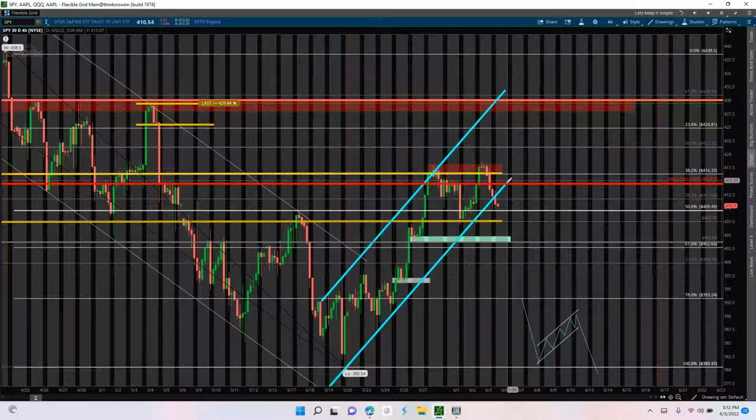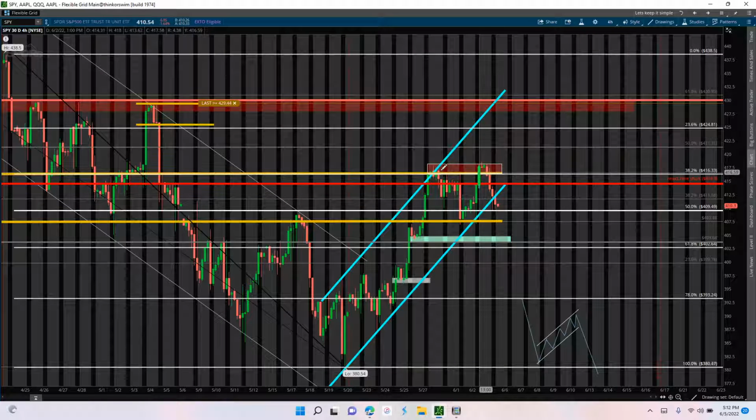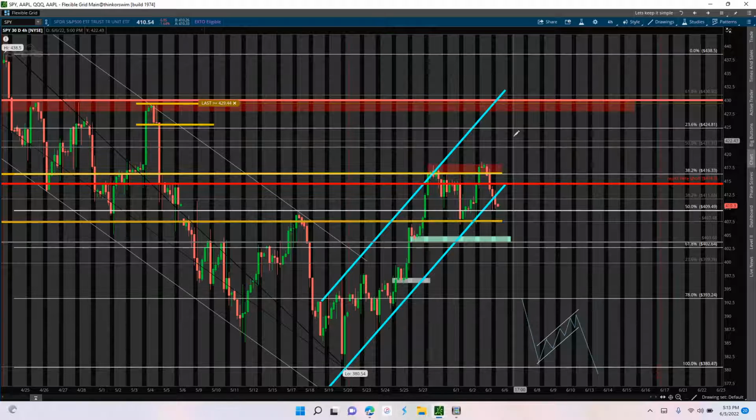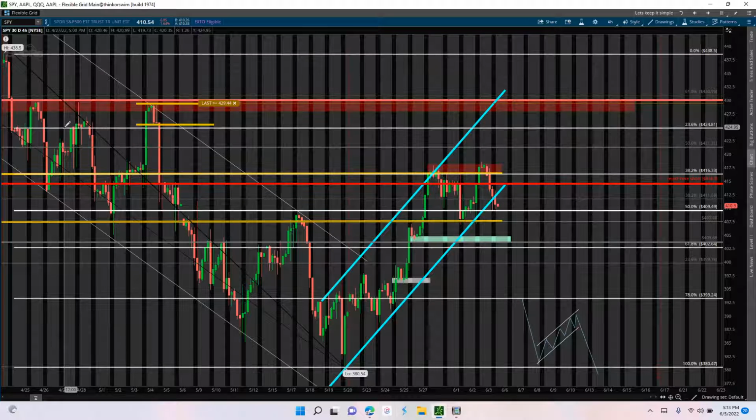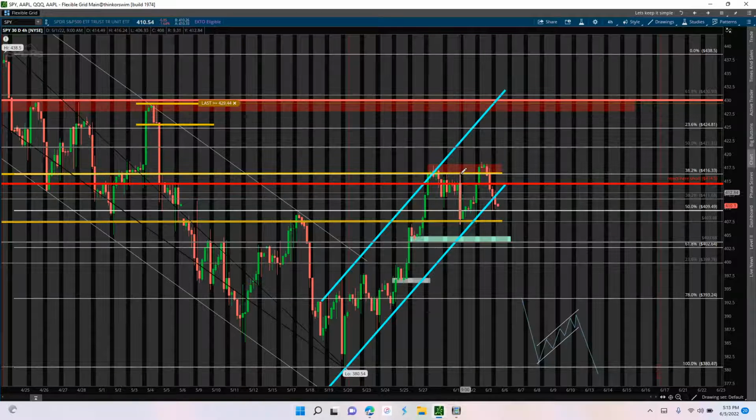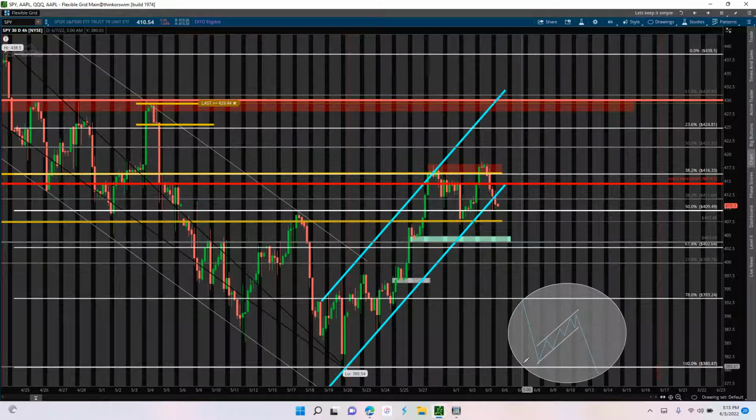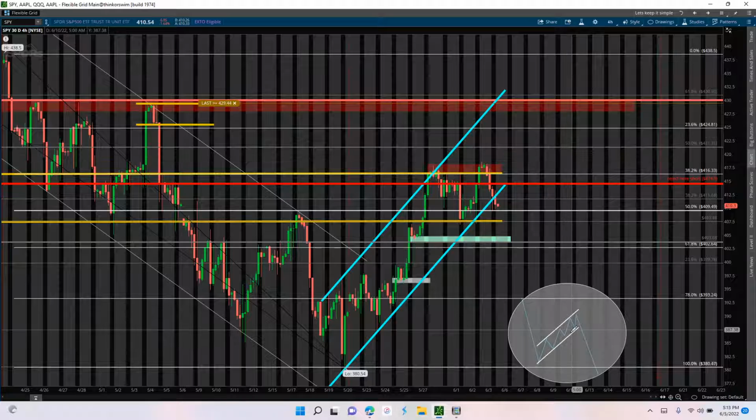And then once it does, then you have to see what it does here to see if it really wants to go up. But based on my experience, this has to break down. This has to break down, and we should see this play out. This is what I'm going to be watching for this week. This pattern right here. That's what I want to happen. So that's what I'm going to be watching for.